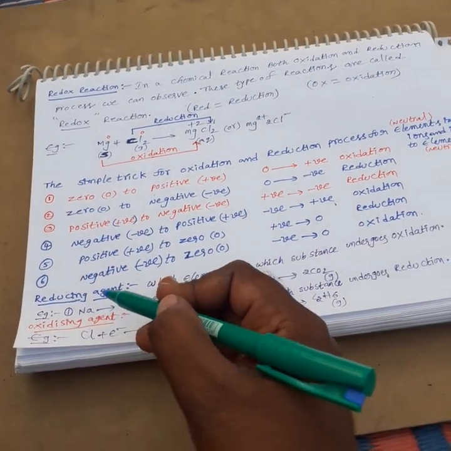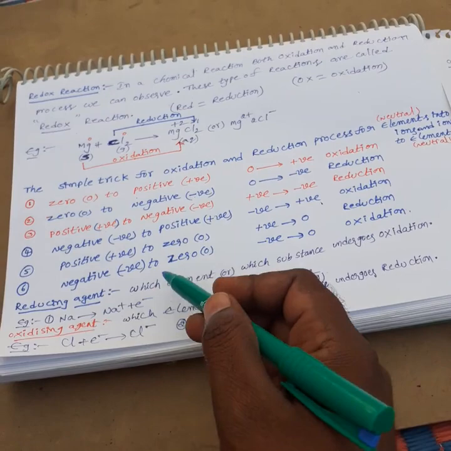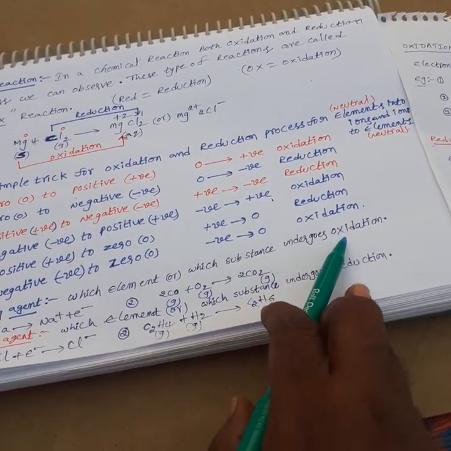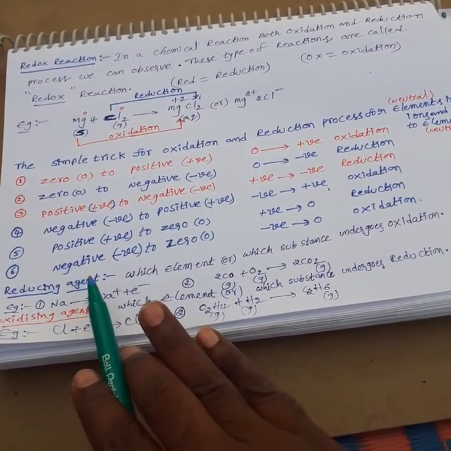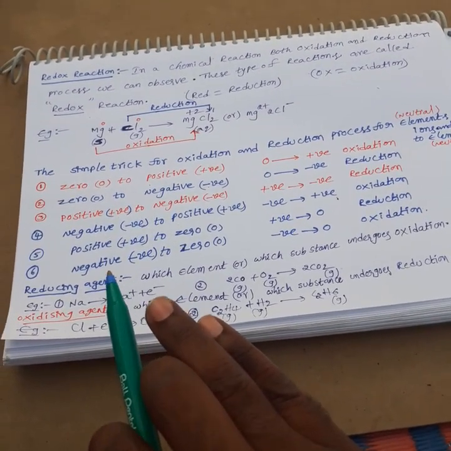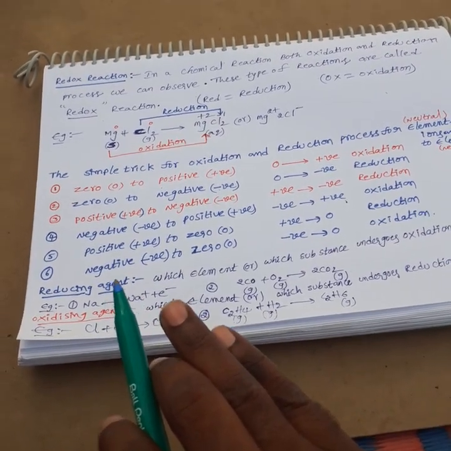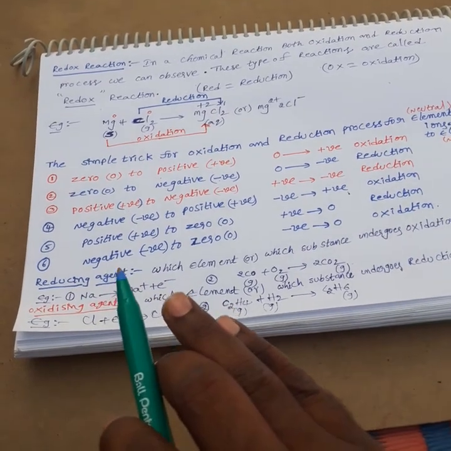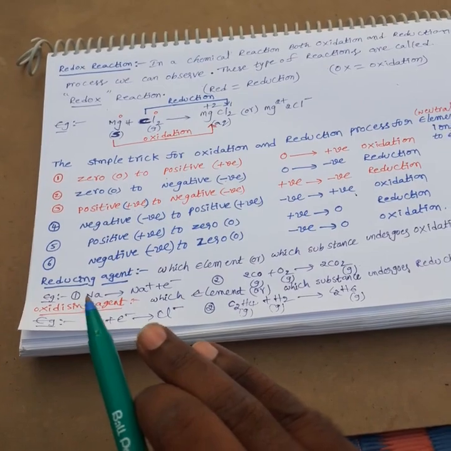And next one, reducing agent and oxidizing agent. What is the meaning of reducing agent? Any element or substance that undergoes oxidation is called a reducing agent. Generally, all metals and first A and second A group elements act as good reducing agents because they can easily lose electrons from their outermost shell to form a positive charge. That's why they are called strong reducing agents.